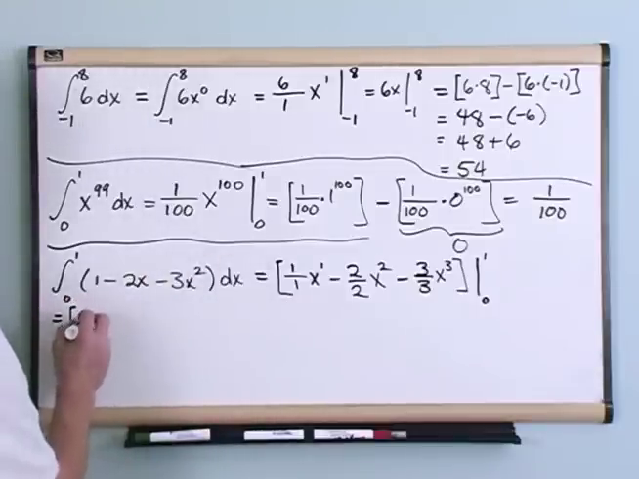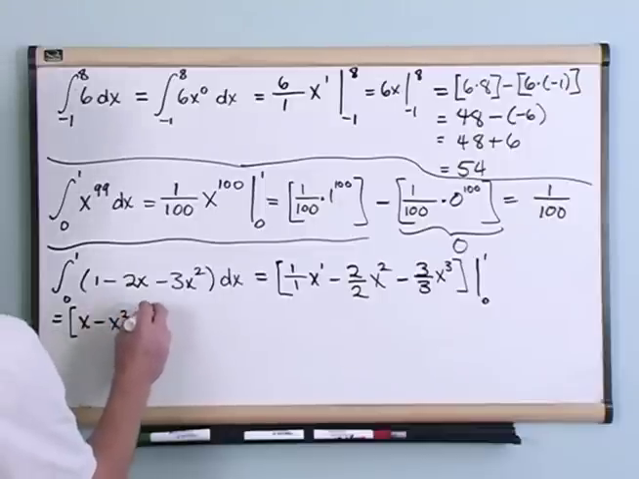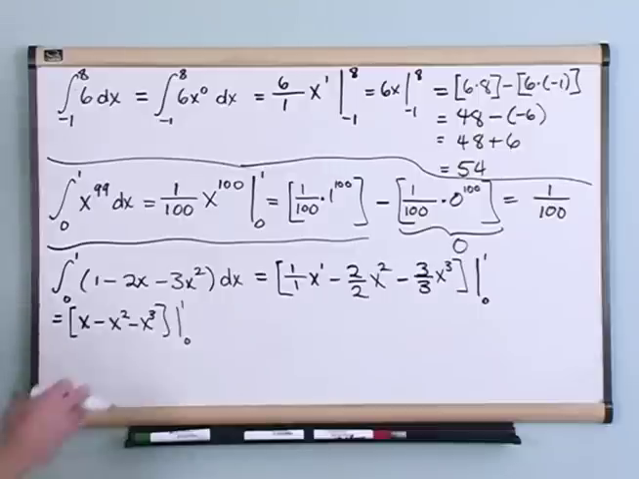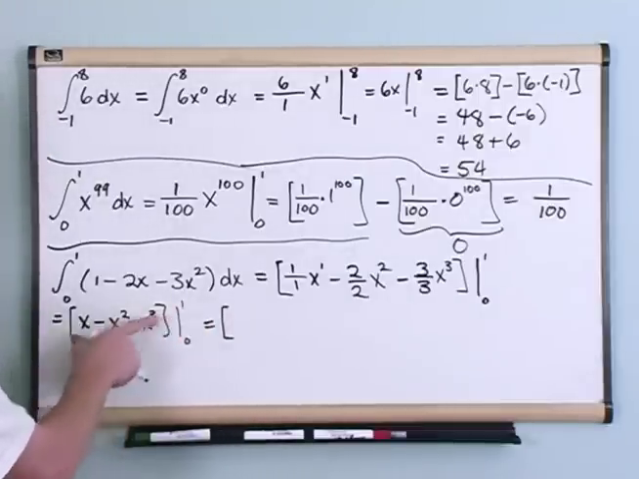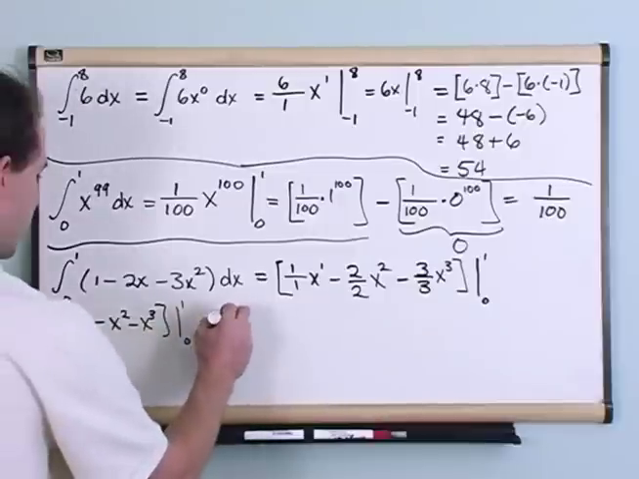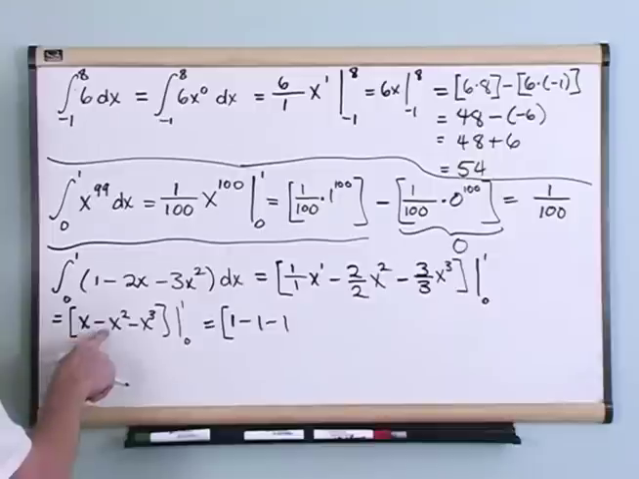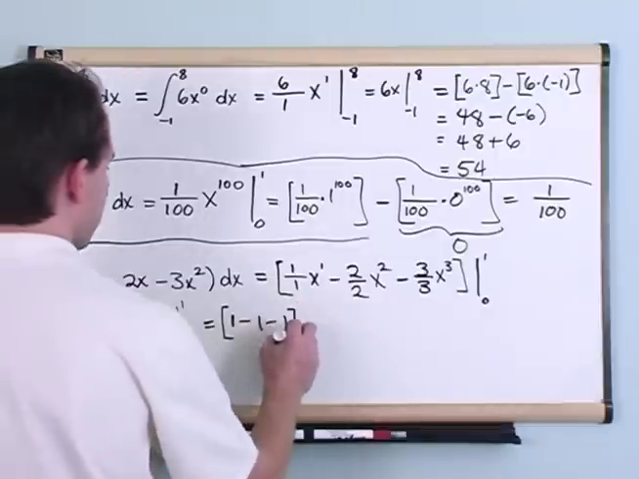So before we do that, we're going to simplify what we have here a little bit. What you're going to have is x minus x squared minus x cubed, evaluated from 0 to 1. This is what we need to evaluate. So let's do this. For this function evaluated at 1, it's simply going to be 1 minus 1 minus 1. I think you can convince yourself of that. 1 minus 1 minus 1. Anything raised to the power of anything is just 1.